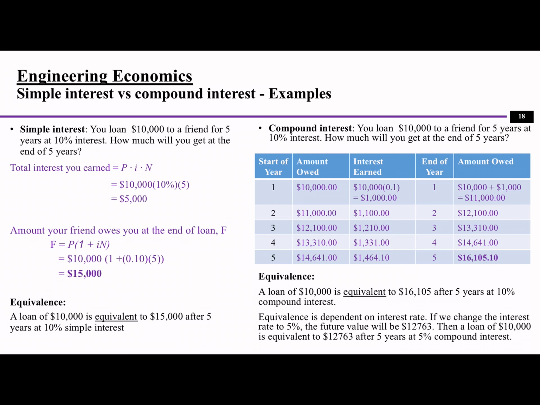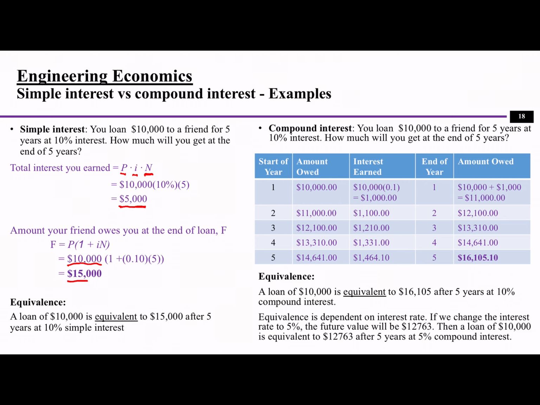Okay, so for the simple interest rate example, you loan $10,000 to a friend for 5 years at 10% interest. So how much will you get at the end of the 5 years, right? Well, based on the simple interest rate, as long as I know the interest rate and the number of periods, I can use the principal times the interest rate times the number of years, right, or number of periods. So we can get $5,000. So this is the interest that will be earned.